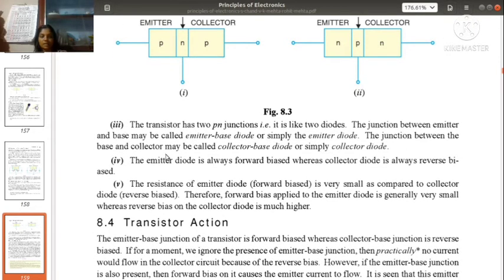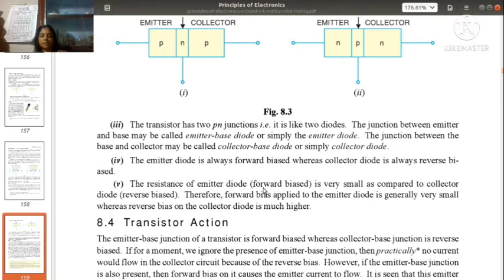The emitter diode is always forward biased, whereas the collector diode is always reverse biased. The usual convention is that the emitter base junction is always forward biased and the collector base junction is always reverse biased when it is introduced in a circuit, whatever be the type of the semiconductor we are using.